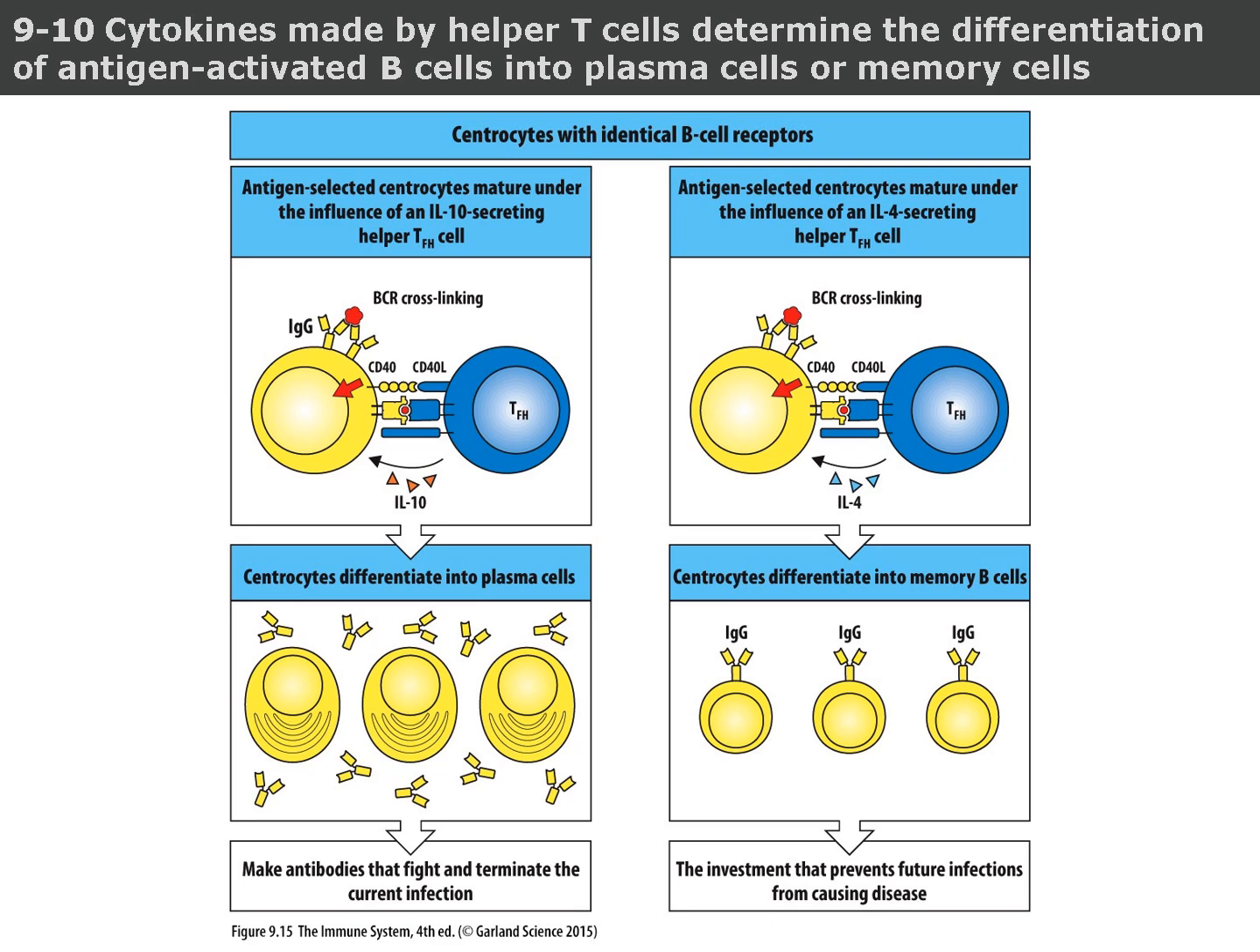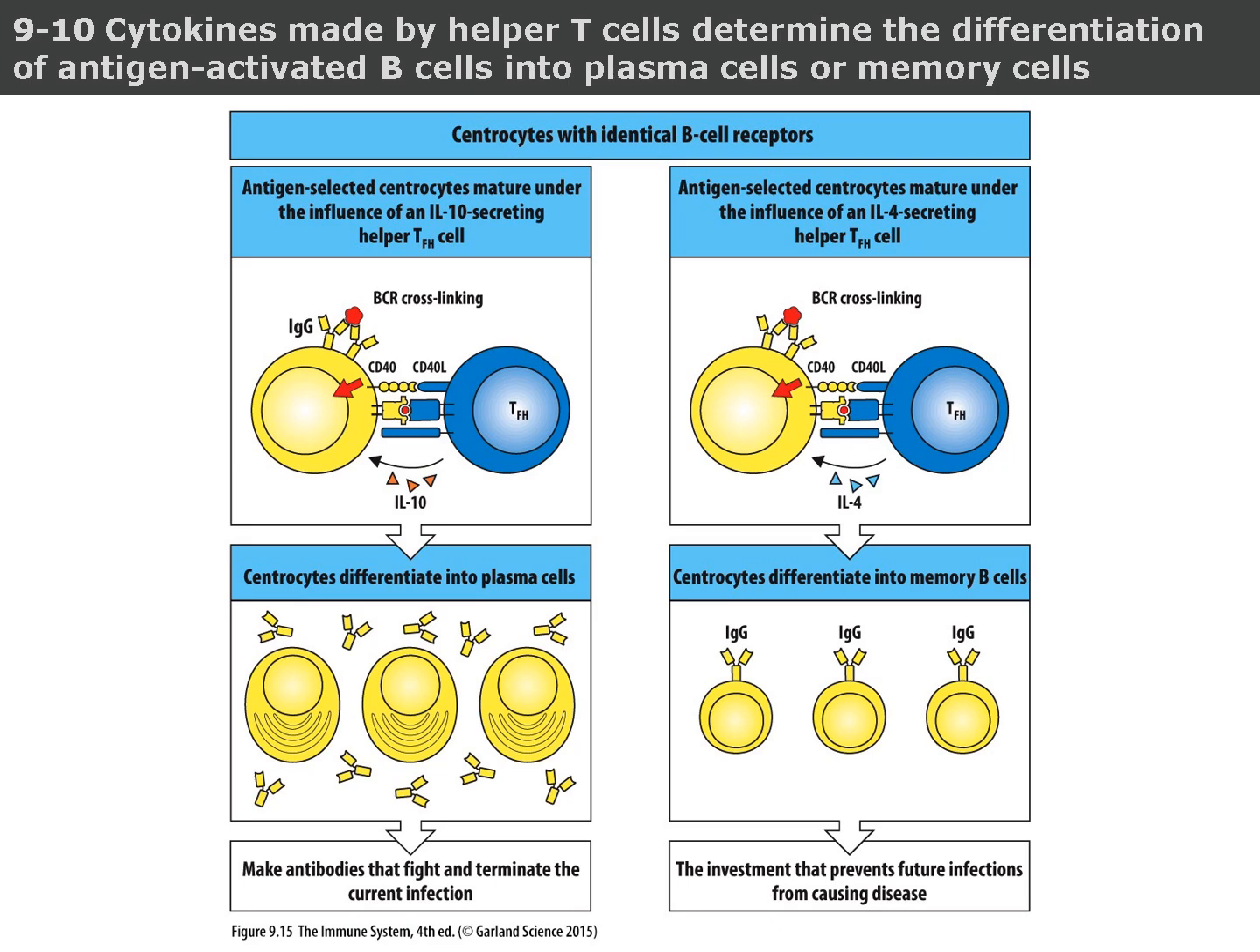In the left panel, an IL-10 secreting TFH cell interacts with a centrocyte through CD40-CD40L binding. In the presence of IL-10, the centrocyte is signaled to differentiate into a plasma cell. These cells are the body's antibody factories, producing large quantities of immunoglobulin to help eliminate the current infection.